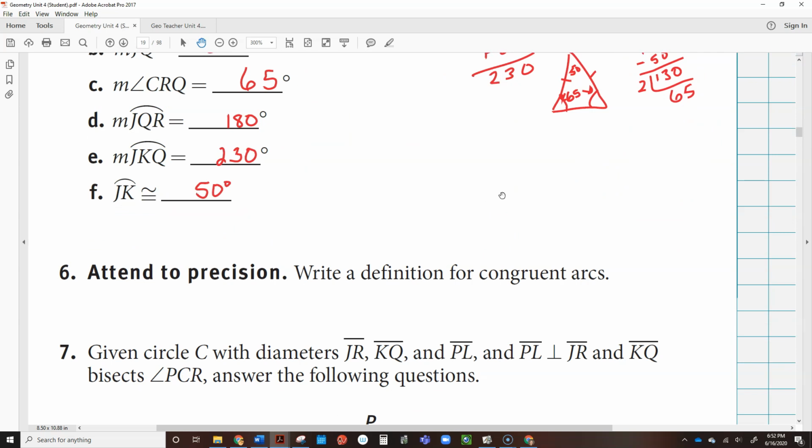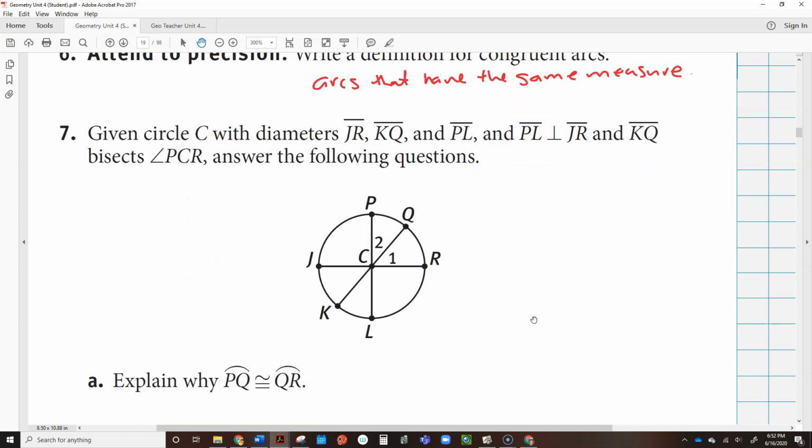Okay, write a definition for congruent arcs. Congruent arcs are arcs that have the same measure. Arcs that have the same measure. I don't know if that's exactly what Springboard said, but that's what they are.